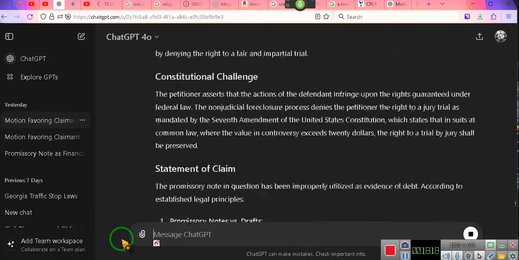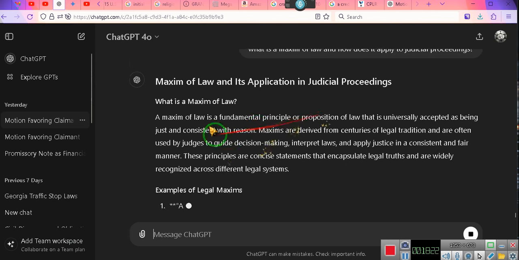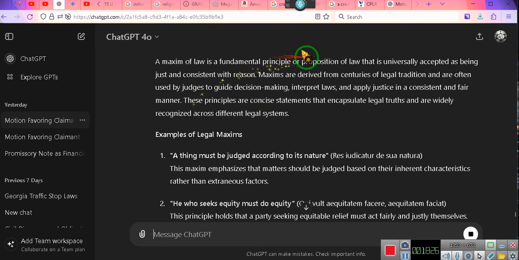Got to go a long way down, ain't we? Maxim of law and the application in judicial proceedings. What is a maxim of law? A maxim of law is a fundamental principle or proposition of law that is universally accepted as being just and consistent with reason. Maxims are derived from centuries of legal tradition and are often used by judges to guide decision making, interpret laws and apply justice in a consistent and fair manner. These principles are concise statements that articulate legal truths and are widely recognized across different legal systems. That's correct, ladies and gentlemen. Doesn't matter if it's the United States or Britain.